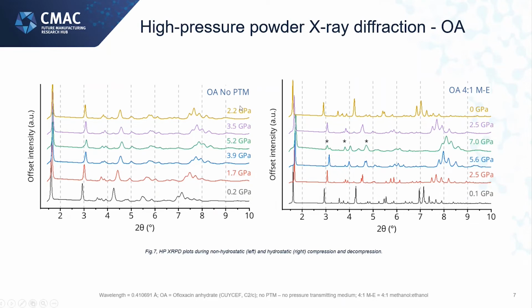So for ofloxacin, when using non-hydrostatic pressure, we don't really see a change in phase transition, but the powder pattern is very broad. So unless it would be a very, very distinct phase transition, we wouldn't be able to see it. However, for hydrostatic pressure in a 4:1 methanol ethanol environment, we do see this potential phase transition happening at 7 GPa.